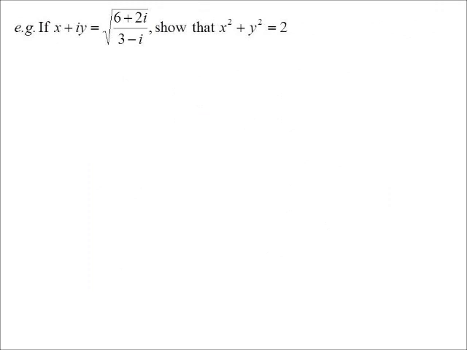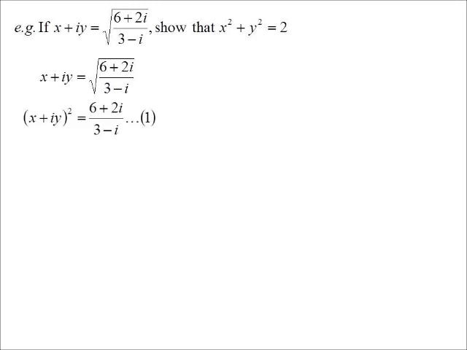Okay. Here's an interesting question. So x plus iy is the square root of (6 plus 2i) on (3 minus i). Show that x squared plus y squared is equal to 2. Okay. So x plus iy, that's what they've told me it is. So I'm going to play with the conjugates to get this.